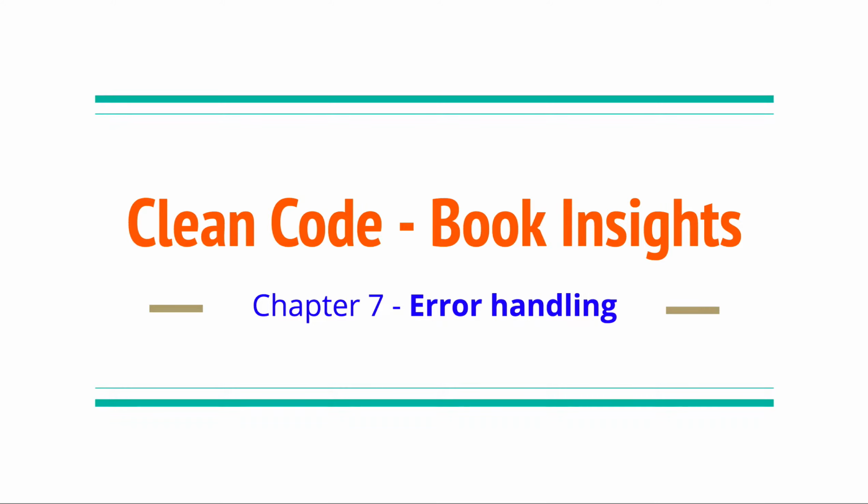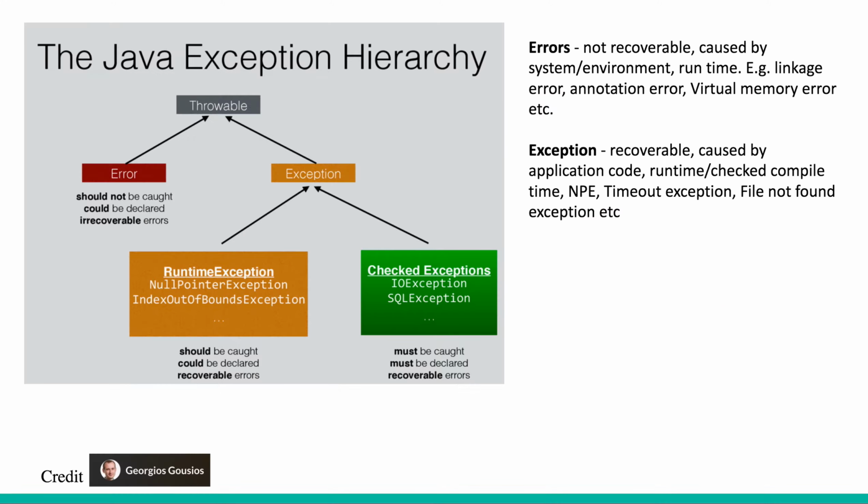Hi, in this video I will summarize some of my learnings after reading Chapter 7 of Clean Code, which is all about doing effective error handling in your application code. Here's a quick overview of exception hierarchy in Java. There are two types of throwable issues in Java: errors that are throwable and exceptions that are throwable.